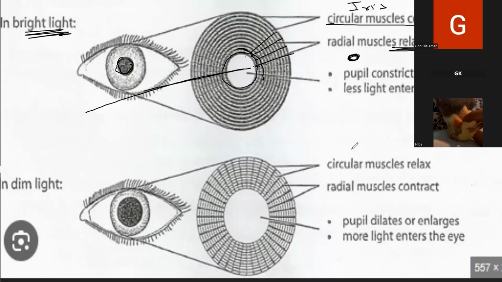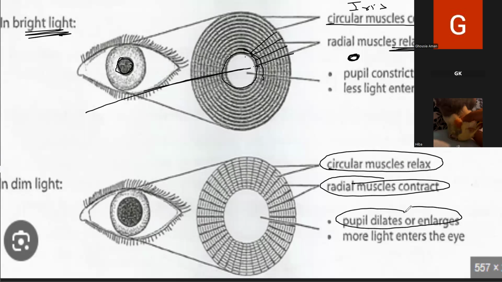Make it opposite. You are looking at a dim light. So now the opposite will happen. The circular muscles will relax. The radial muscles will contract. Your pupil dilates. More light gets inside your eye so that you can see things clearly in the dim light.